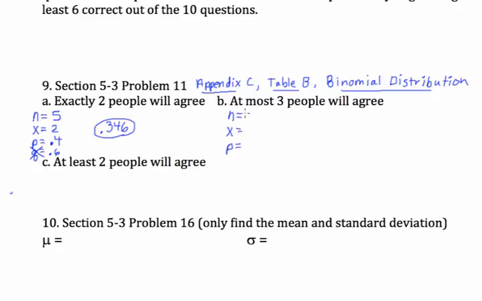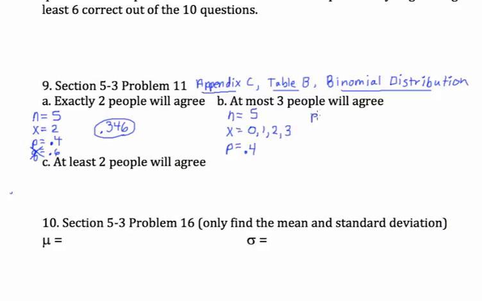Okay, so again, N is 5. Let's skip the X for a minute. P is still 0.4. At most, 3 people will agree. What does that mean? At most 3 means 3 or less. So you could have 0 people agreeing, 1 person agreeing, 2 people agreeing, or 3. At most 3. So we actually need to do this problem 4 times. 1 for x is 0, 1 for x is 1, 1 for x is 2, 1 for x is 3.